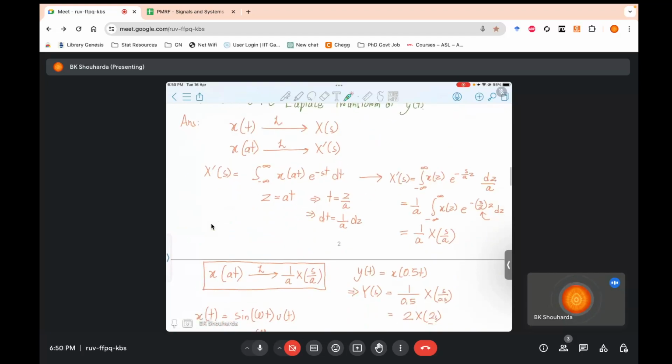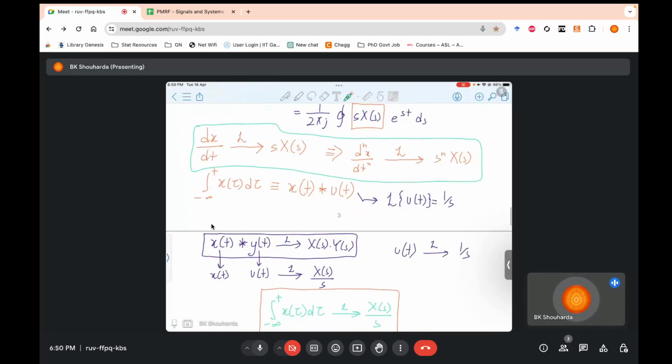And okay, so when you have scaling by a in the time axis, then in the Laplace domain you have 1 upon magnitude of a scaling in amplitude and a frequency scaling by 1 upon a. So it means that if you are expanding in the time domain, you are compressing in the frequency domain, and that is actually the time-frequency uncertainty relation.